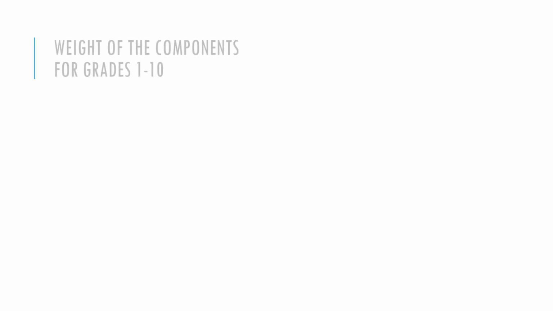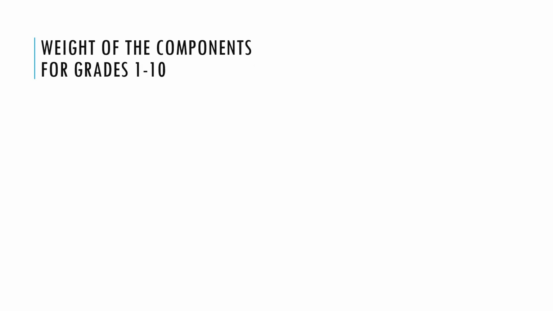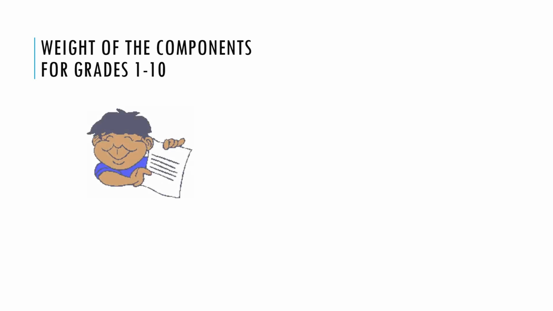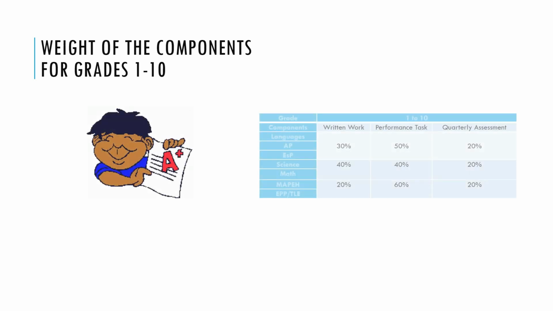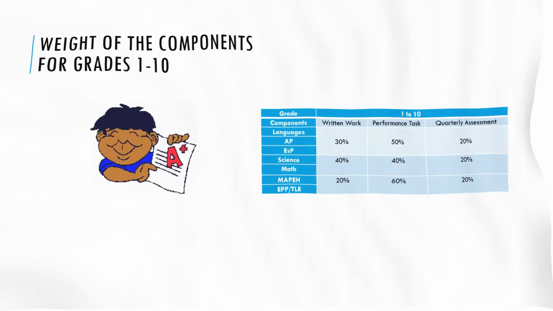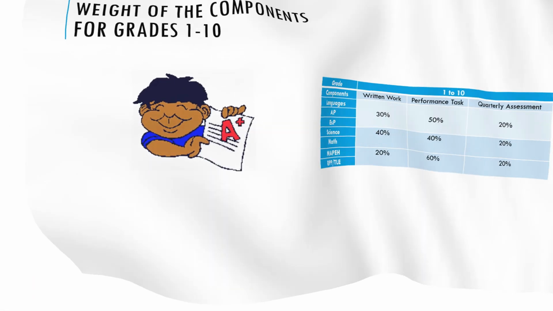The weight of components for every subject in grades 1 to 10 varies. In languages, AP, and ESP, written work, performance task, and quarterly assessment have percentages of 30, 50, and 20%. In science and math, it is 40, 40, and 20%. In MAPEH, EPP, or TLE, it is 20, 60, and 20%.